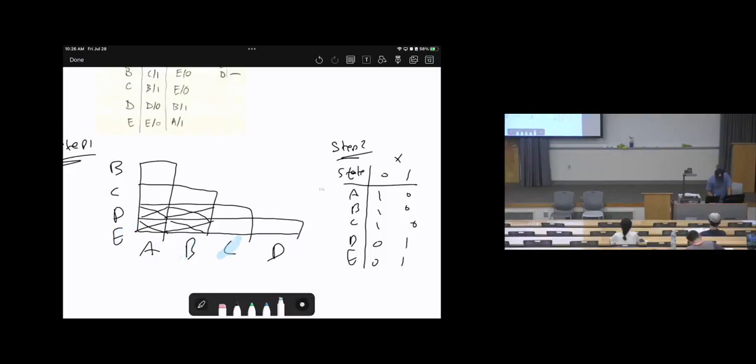Then let's go to C and D. Here is C, here is D. Are those the same? No, so cross it. Let's look at C and E. Here is C, here is E. Are those the same? No, so cross it. Then look at D and E. Here is D, here is E. Are those the same? Yes, so don't cross it.